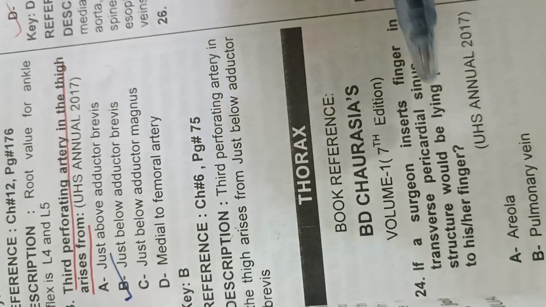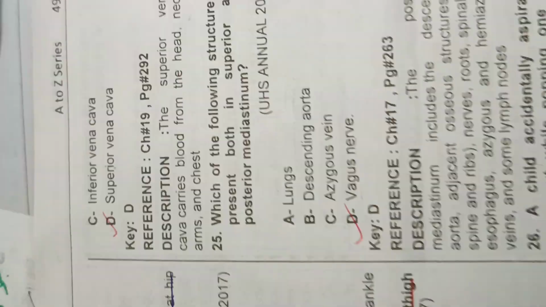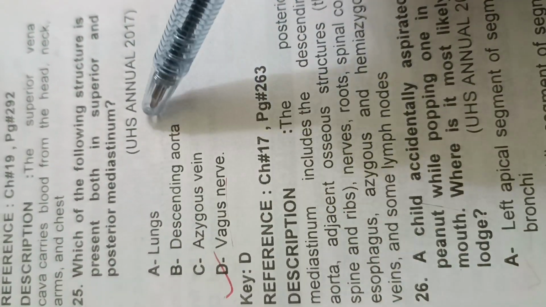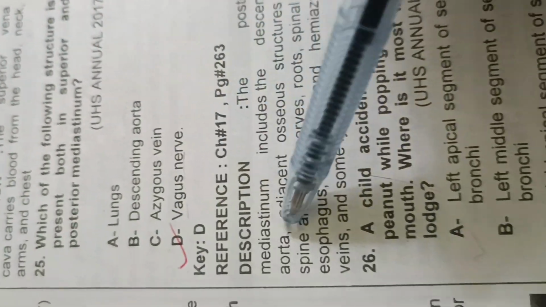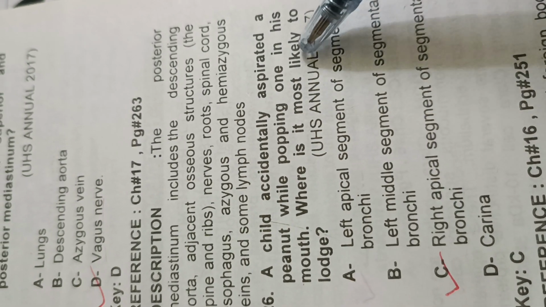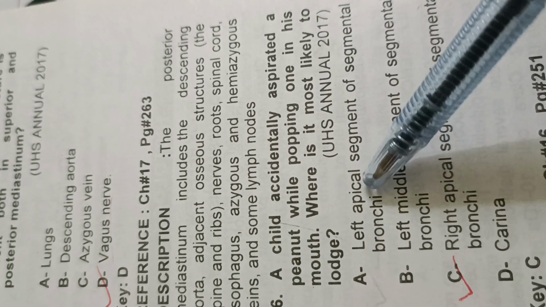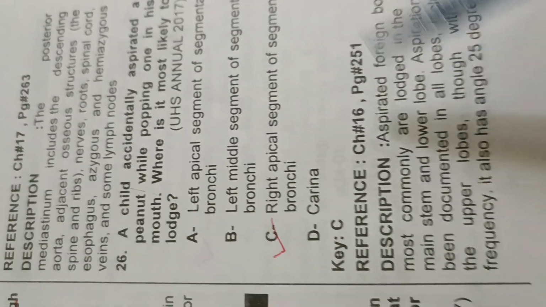If a surgeon inserts a finger in the transverse pericardial sinus, which structure would be lying posterior to his or her finger? Superior vena cava. Which of the following structure is present both in superior and posterior mediastinum? Descending vagus nerve. A child accidentally aspirated a peanut while popping one in his mouth. Where is it most likely to lodge? Right apical segment of segmental bronchi.